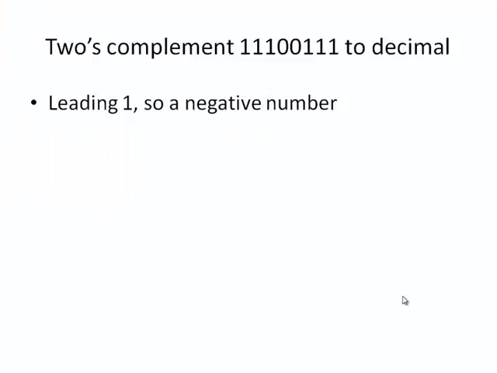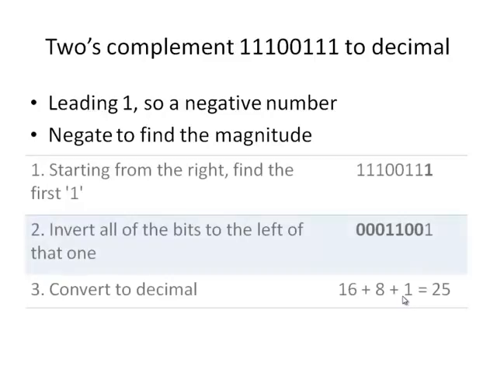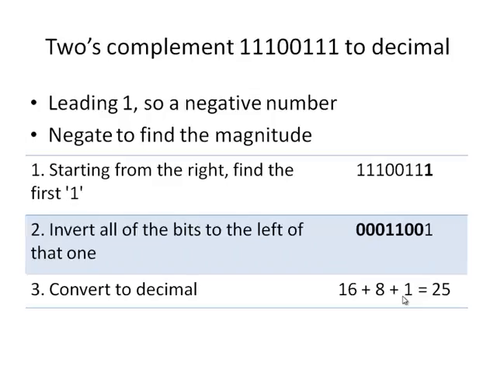Here's a look at this in more detail of how we would work through it. Leading one, so we know it's a negative number. Negate it to find the magnitude: start from the right, find the first one, invert all the bits to the left of that, and convert it to decimal. And as you can see, we get the same result as we got with the calculator, 25. And that's our solution. It's going to be minus 25 because we had a negative number.